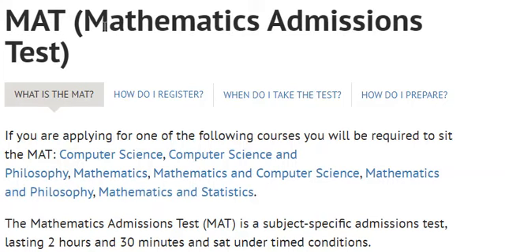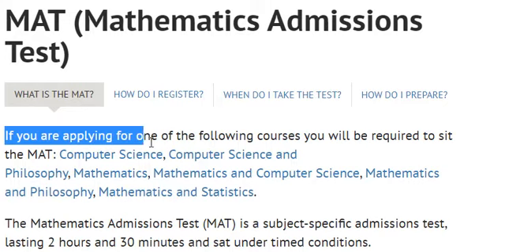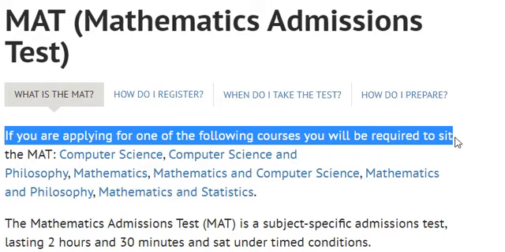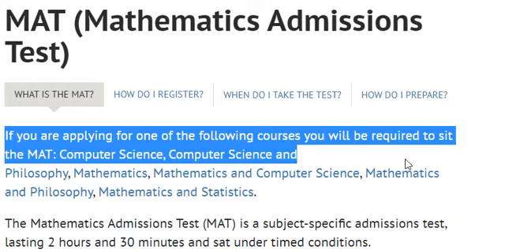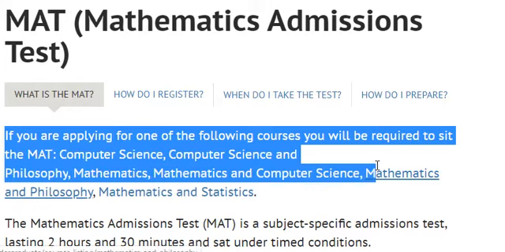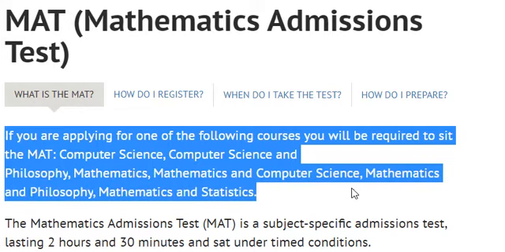If you are looking for undergraduate admission in maths at the University of Oxford, then you need to appear for a mathematics admission test. If you are applying for one of the following courses, you are required to sit the MAT, the Mathematics Admission Test, that is: computer science and philosophy, mathematics and computer science, mathematics and philosophy, mathematics and statistics.